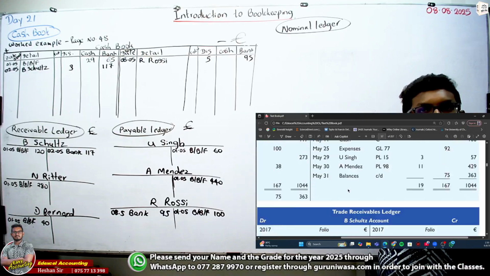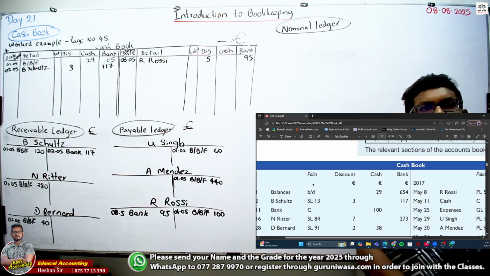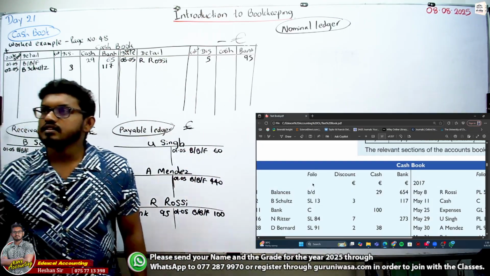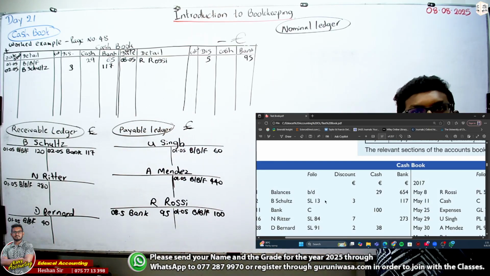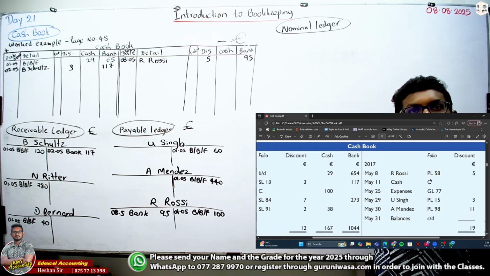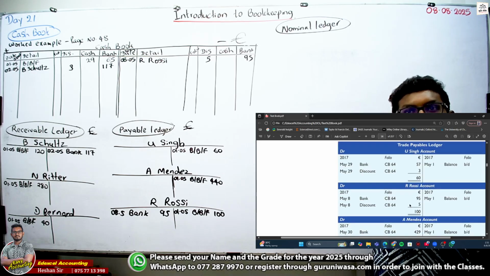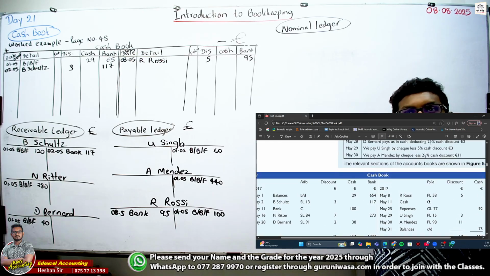Discount amount is recorded at the end of the month. And just remember, you can see the folio. Now you can see in here, in cash, SL 30, SL 50, right? SL, this one, PL, right? So there are two things: the receivable ledger and the trade payable ledger, right? So this is a payable ledger.